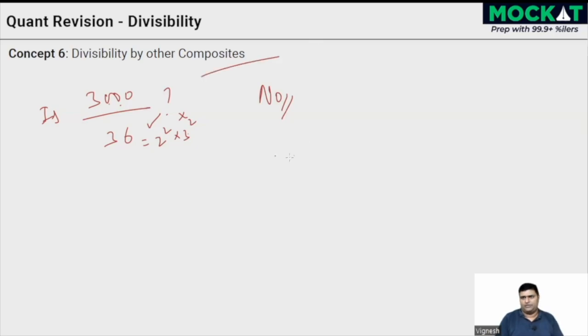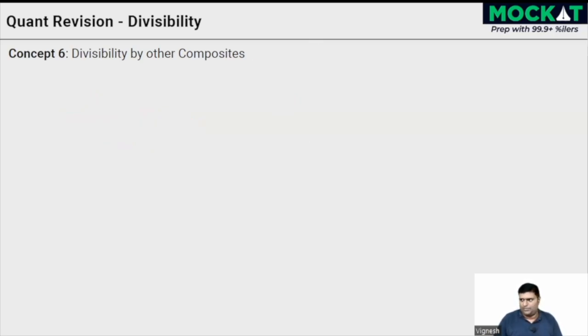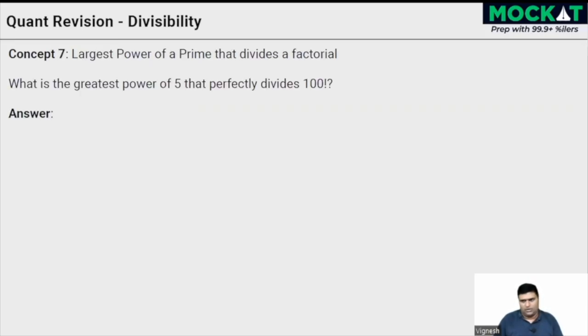So to check for divisibility by composite numbers, you'll have to prime factorize those composites and take each prime chunk with those powers and check for the divisibility. Now moving to the next concept, the largest power of a prime that divides a factorial. What is the largest power of a prime number that divides a factorial? Take a simple example. What's the greatest power of 5 that perfectly divides 100 factorial?